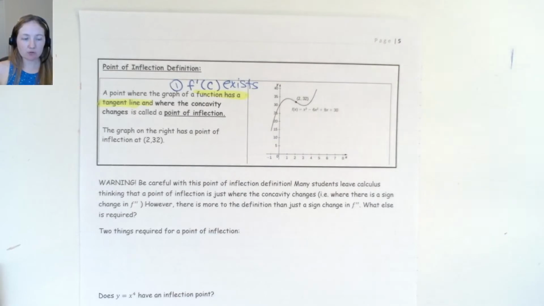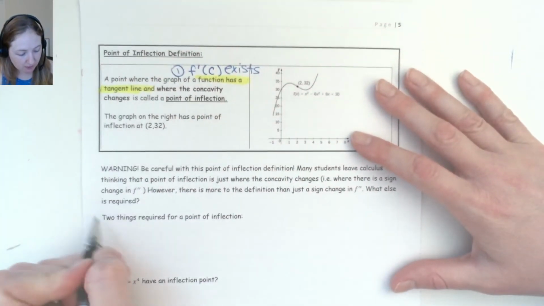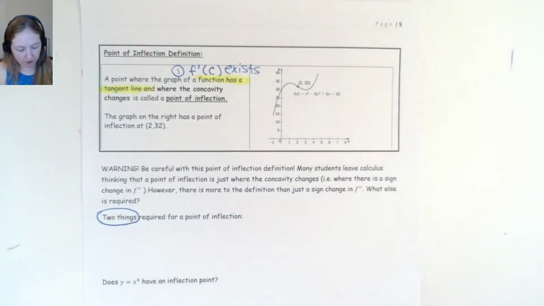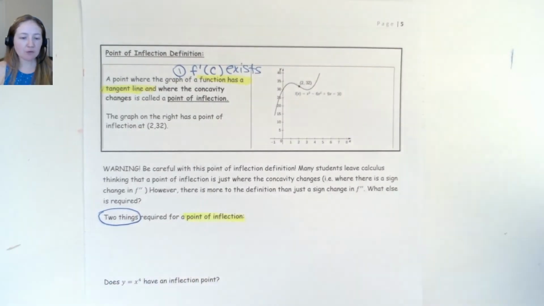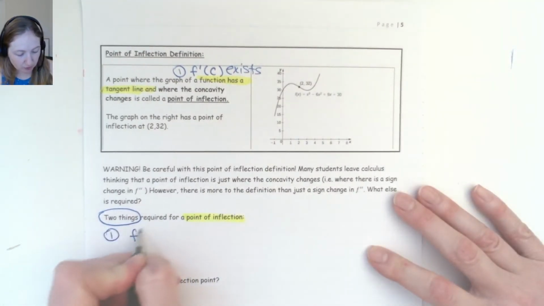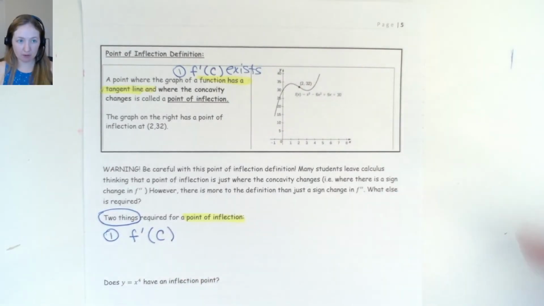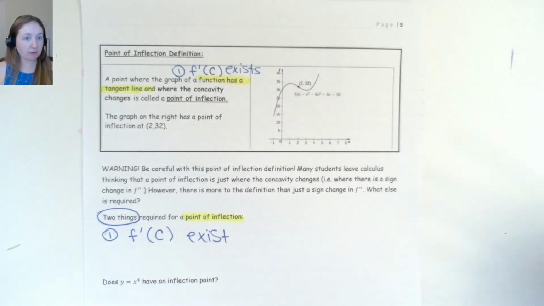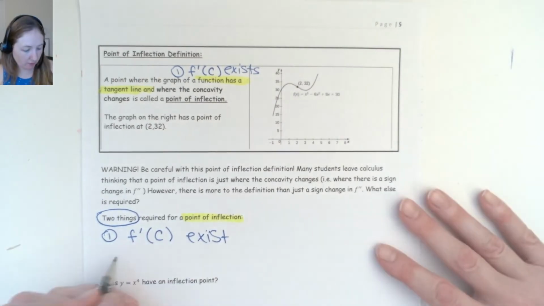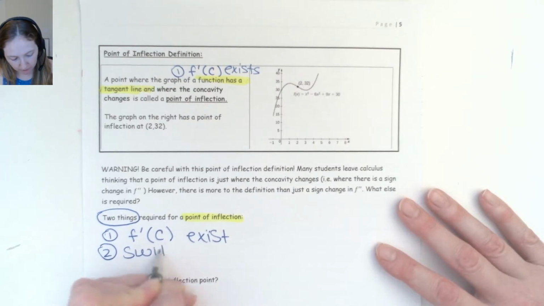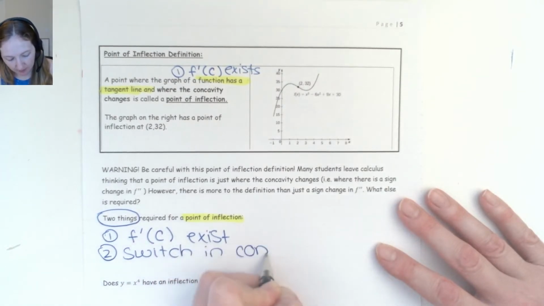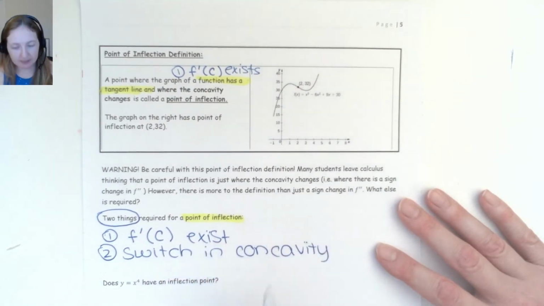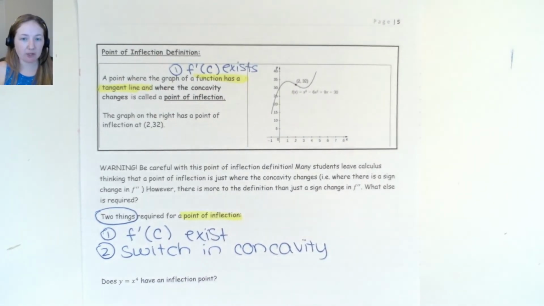A lot of times students remember that concavity changes signs, so it's an inflection point, but there's actually more to it than that. There are two things required for an inflection point or point of inflection. The first is that you do need the first derivative at that point to exist. Then, if the first derivative exists, you can start talking about the second derivative, and then you can look for the switch in concavity. If you have that switch in concavity in signs, then you will have an inflection point.